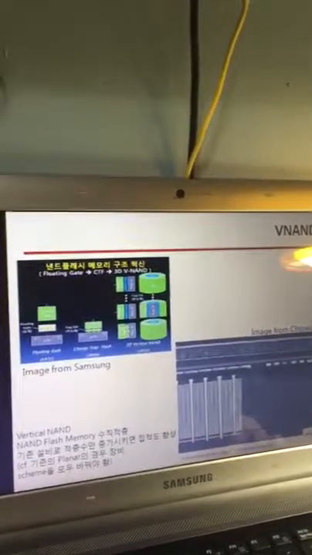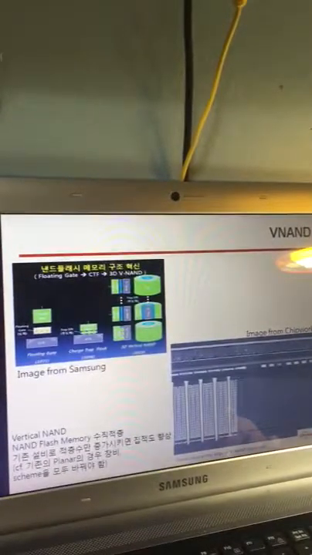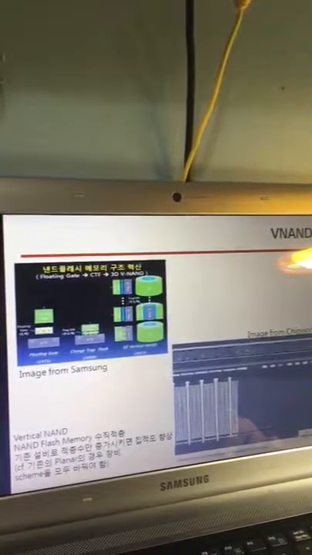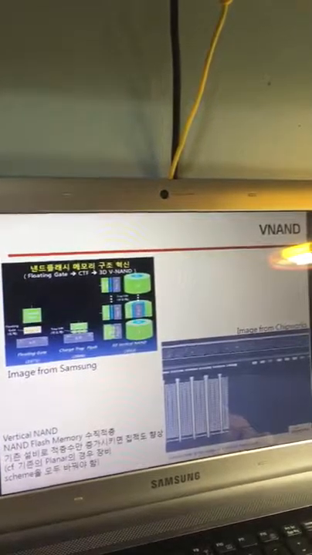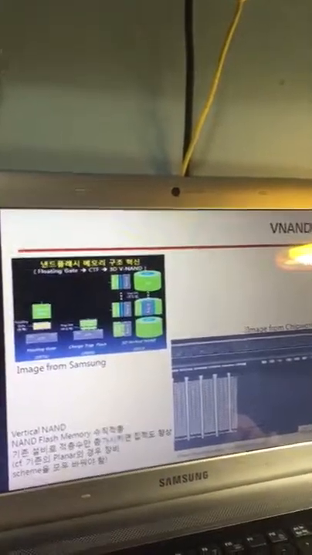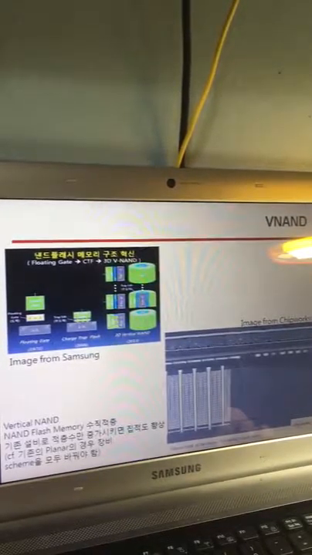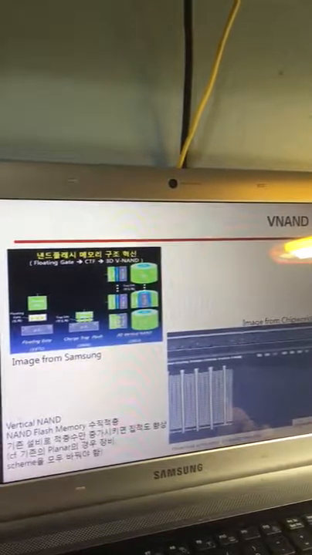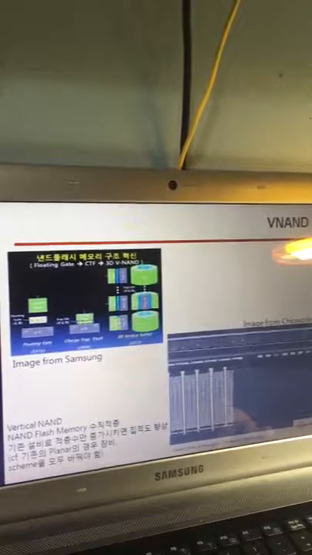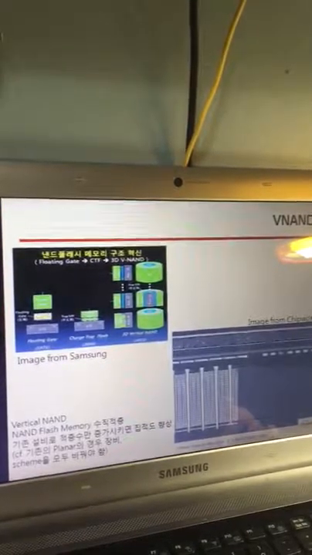And next is VNAND. VNAND is an abbreviation of vertical NAND. As you see in this picture, this NAND structure is vertically designed. This vertical structure increases the integrity of NAND flash memory. Samsung and Toshiba use this NAND flash memory.